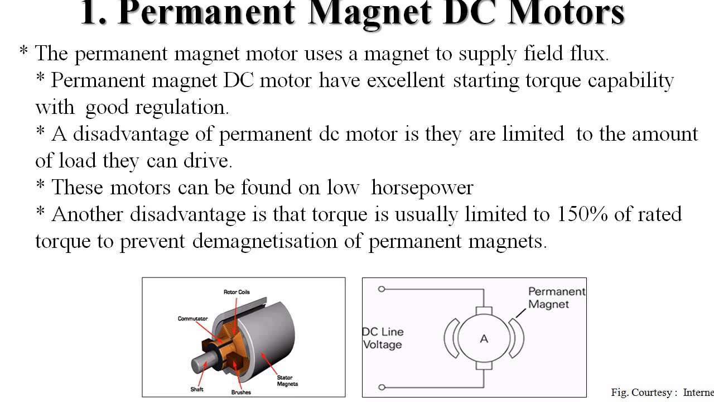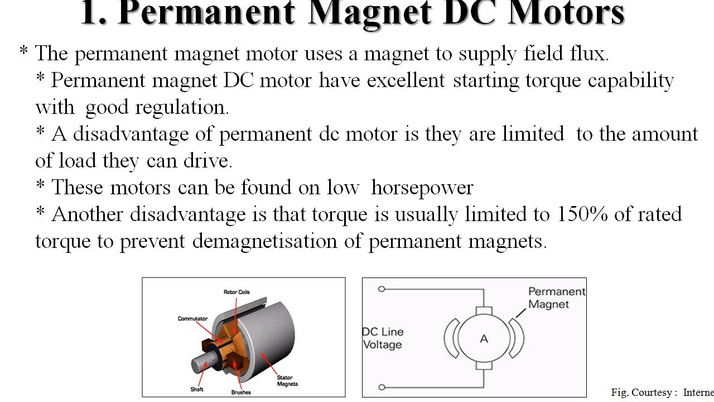So now let us see various types of DC motors that we have seen in the previous slide. First one is the permanent magnet DC motor. The permanent magnet motor uses a magnet to supply field flux. A permanent magnet DC motor has excellent starting torque capability with good regulation.